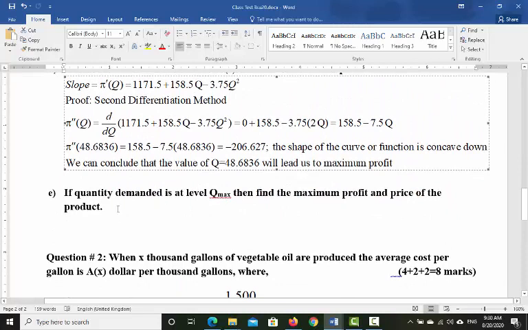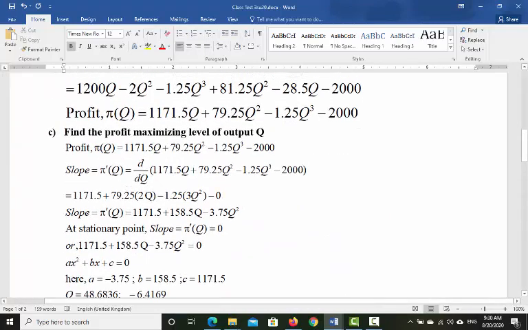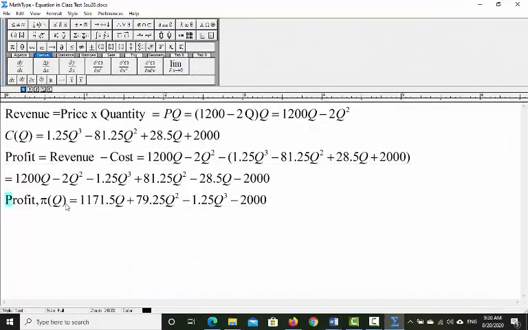Right, the part E. If quantity demanded is at level Q max, then find the maximum profit and price of the product. So that means we need to find out the maximum profit and the price. To find out the maximum profit, we will need the profit function.